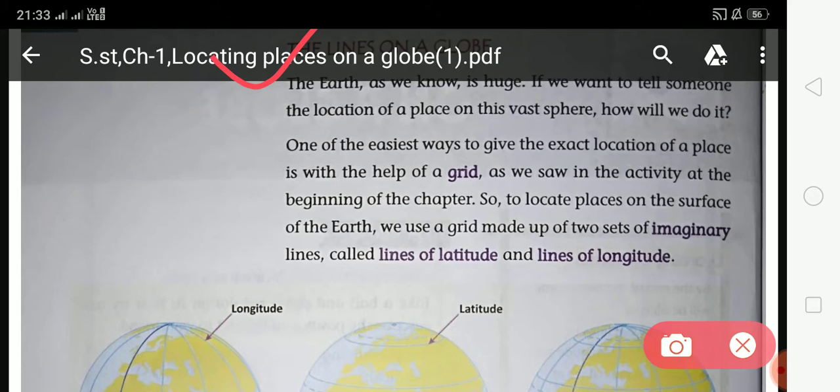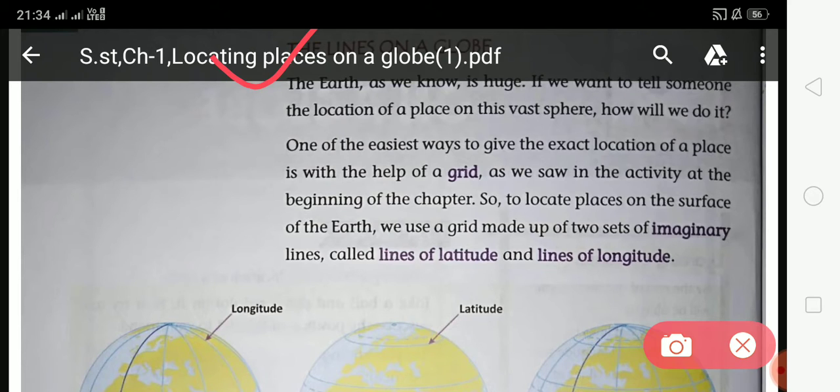Parallel means lines which never intersect with each other. You can say lines running side by side, always keeping the same distance between them, are known as parallels. So students, lines of latitude are parallel to each other and never intersect. They are used to measure the distance north and south of the equator.